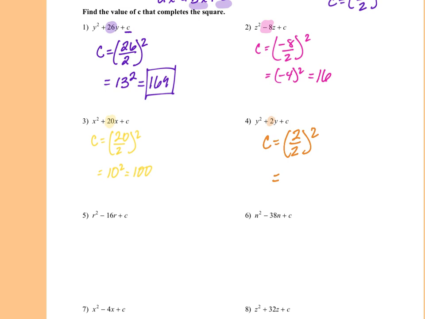2 divided by 2 is 1. And 1 squared is, Ketlin, what's 1 squared? One times 1, Ketlin. Oh, 1.